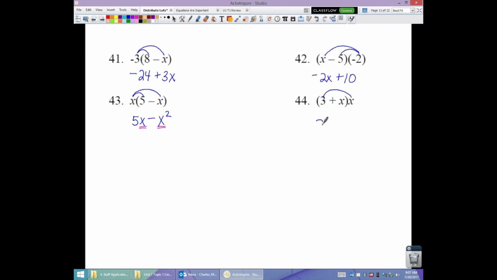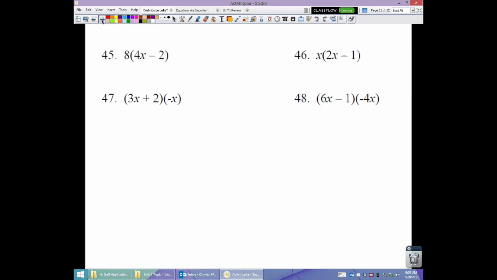So x times 3, 3x. x times x, x squared. 2x squared. Now that's because this is really a 1x, so I multiply the coefficients. 1 times 2 is 2, and then x times x is x squared. Minus 1x.